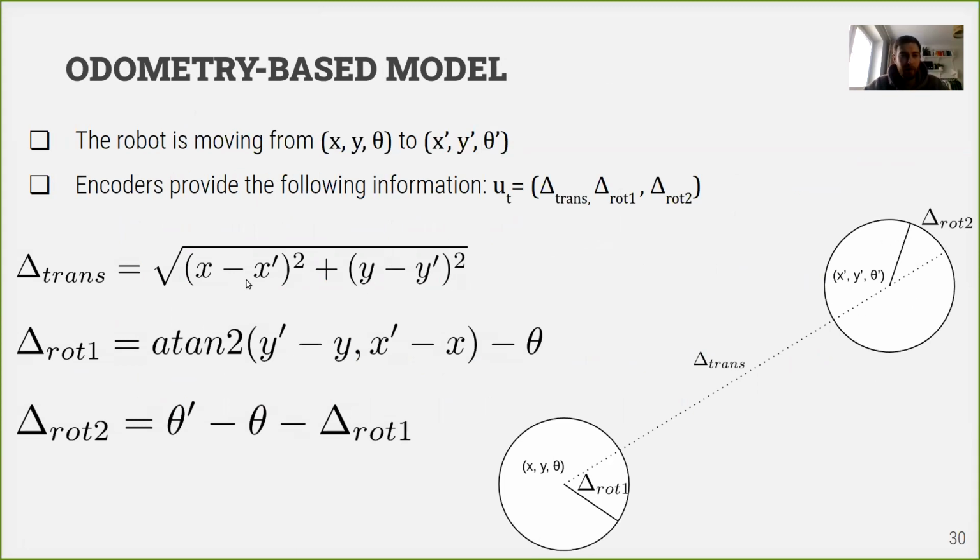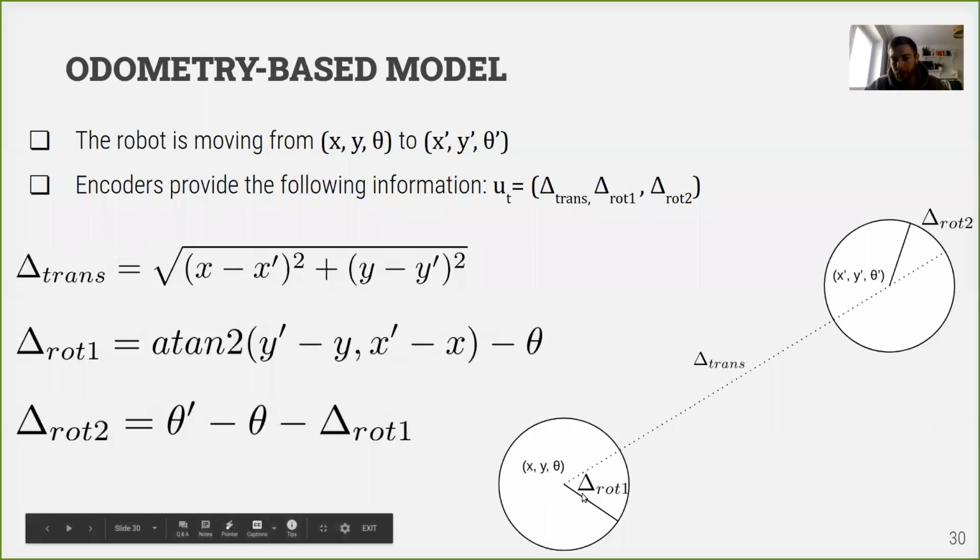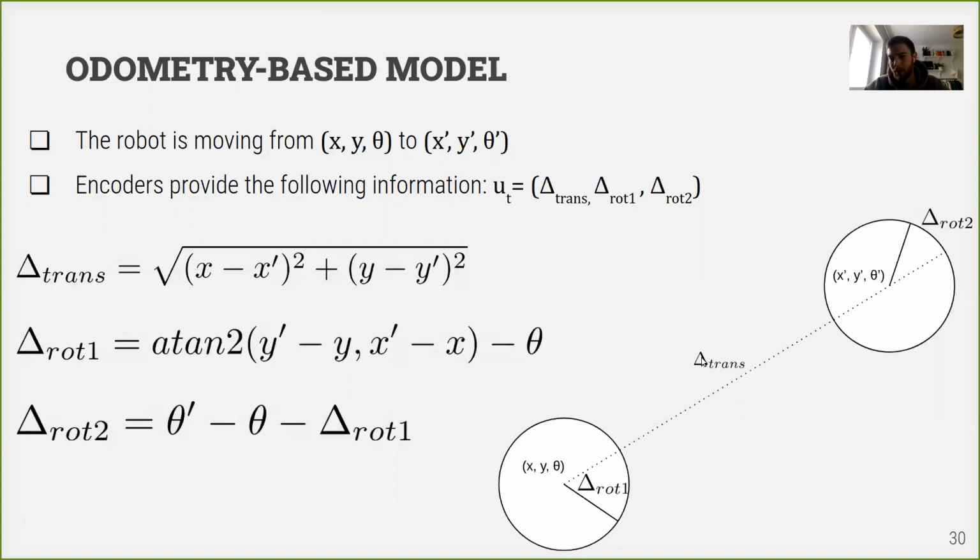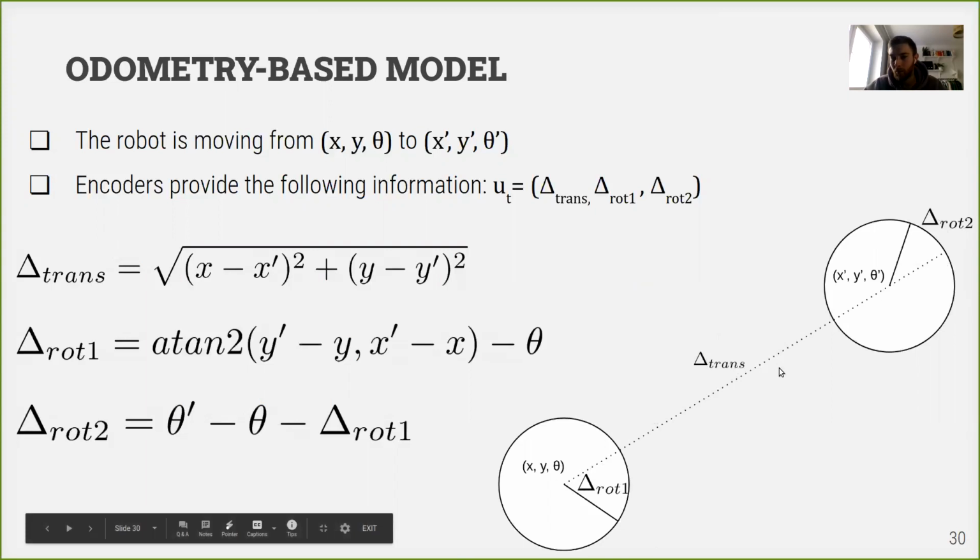And we can compute distance traveled and two rotations. This model has two rotations. So imagine our robot was oriented where this line points. So we first rotate, which is encoded by rot 1. We first rotate, then we travel some distance delta trans, and then we rotate again delta rotation 2. So this is a model which consists of three motion patterns: first rotation, linear motion, and second rotation.